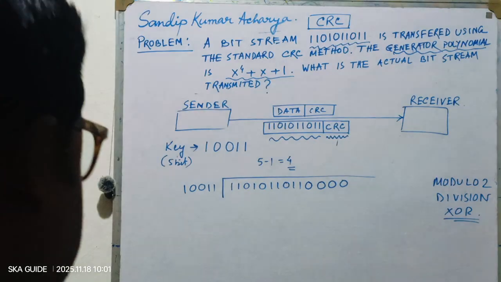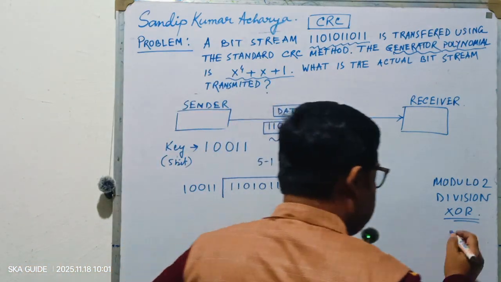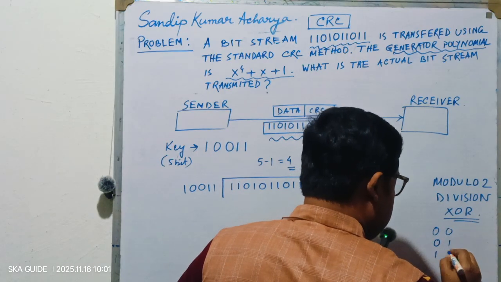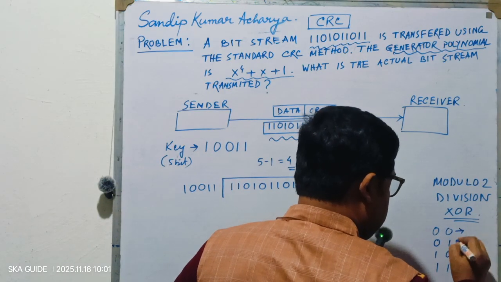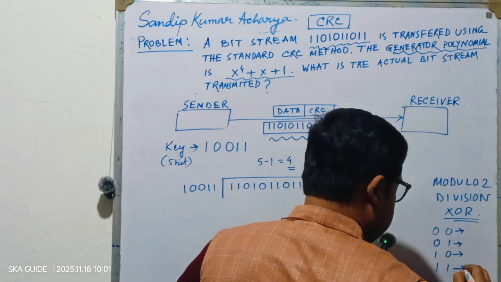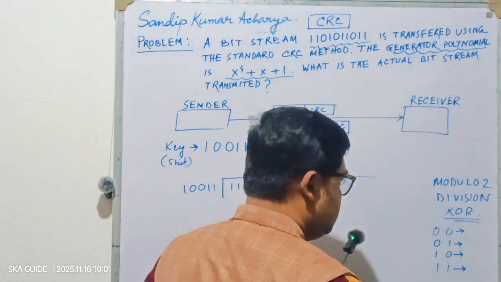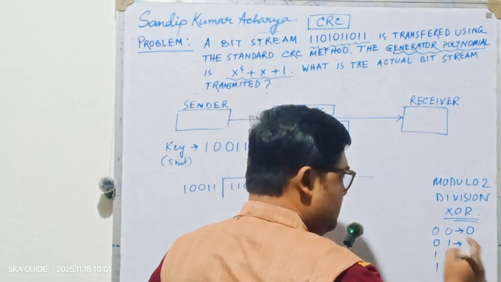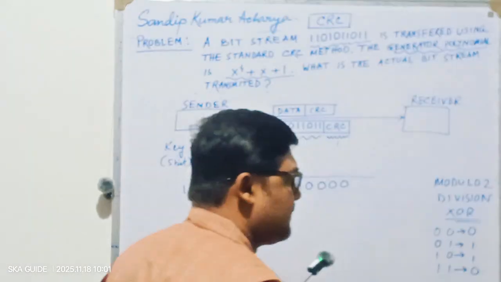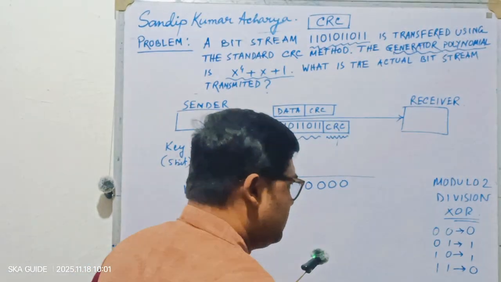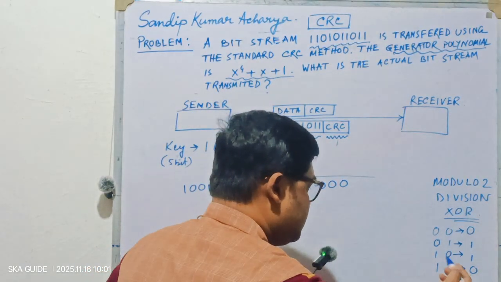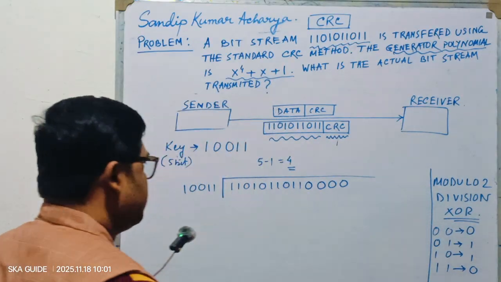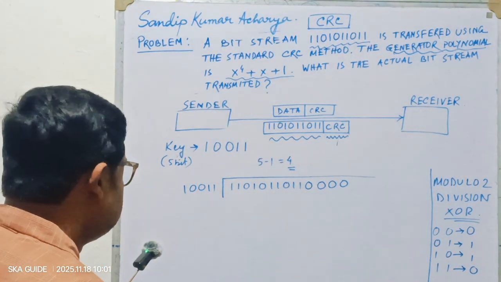So in the XOR gate we all know the truth table: 0 0, 0 1, 1 0, 1 1. When it is 0 0, it gives you 0, and when it is 1 1, it gives you 0. For same bits we are getting 0, and for different bits, 1 0 or 0 1, we are getting 1. So we must remember this portion before we apply modulo 2 division.